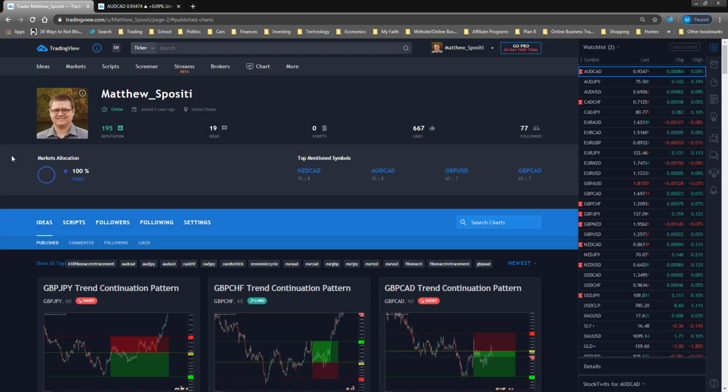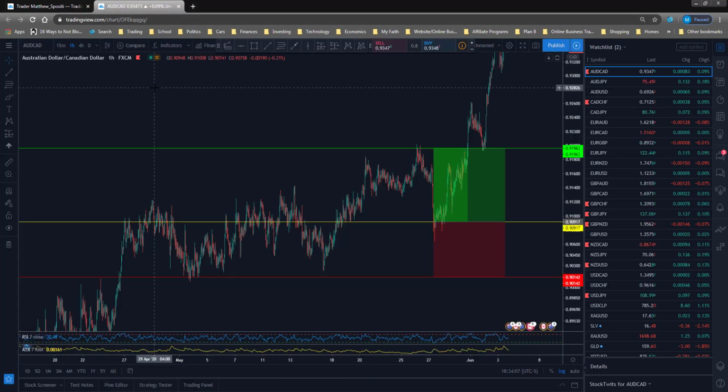So I want to talk about all that today and give you a foundation you can use for how to come up with good stop loss placements, what you can look for in structure, and what you can look for overall in the market. So let's jump into it. We're going to go to AUDCAD.